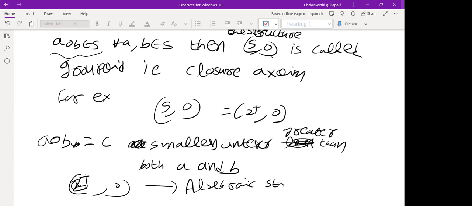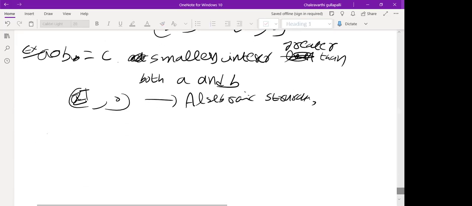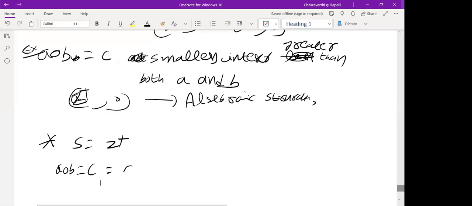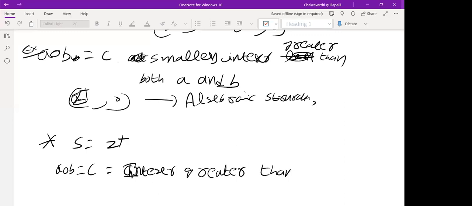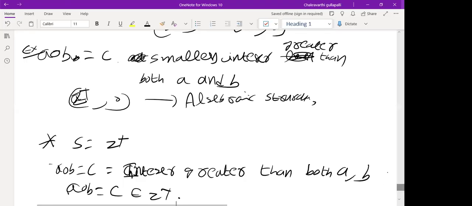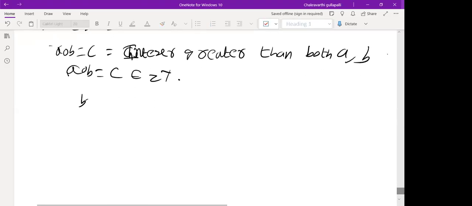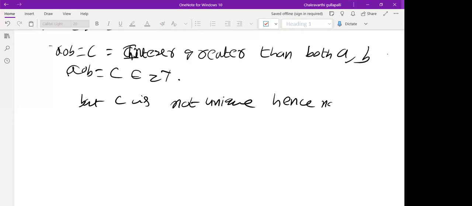Algebraic structure. But with the same set, if you change the question, S is equal to Z plus only, A circle B is C, where C is any integer greater than both A and B, belonging to Z plus. A circle B is equal to C, we got integers, so automatically we say it is closed, but it is not a binary operation. Why is it not binary? We are getting many answers. The output C is not unique. Hence not binary.